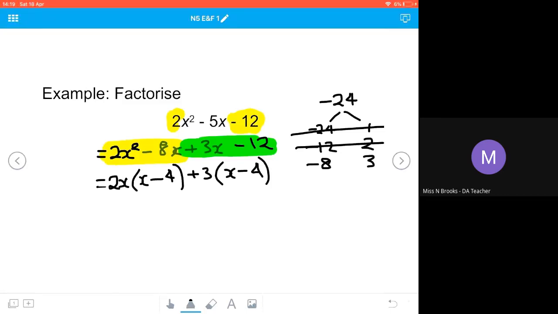So now we need to make our brackets. So one of our brackets is going to be 2x plus 3, and our other bracket is going to be this shared bracket, the x minus 4. So our final answer is going to be 2x plus 3 upon x minus 4.